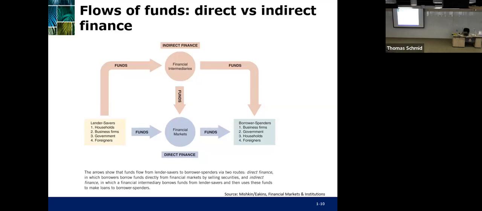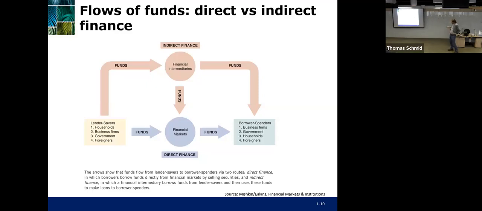Okay? Those are the two ways. We will mostly focus on financial markets, on trading on financial markets, also secondary trading. But I really like this picture because it gives us a bit of background on what we're actually talking about, and why this is important for the economy or even the society. Okay?